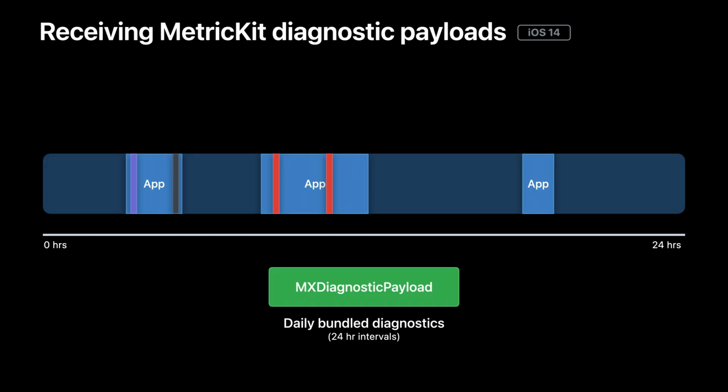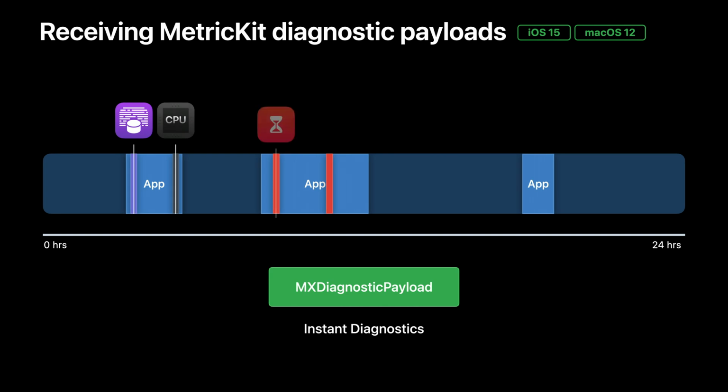Sometimes reproducing responsiveness issues in forced test cases may not be easy. Luckily, MetricKit, when deployed in my production application, can allow me to collect telemetry and diagnostics for these issues at the time they occur. In the case of hangs in iOS 14, MetricKit would deliver these diagnostics to me at a 24-hour cadence. New in iOS 15 and macOS 12, I will now receive all diagnostics, including hangs, in my app immediately after an issue occurs.